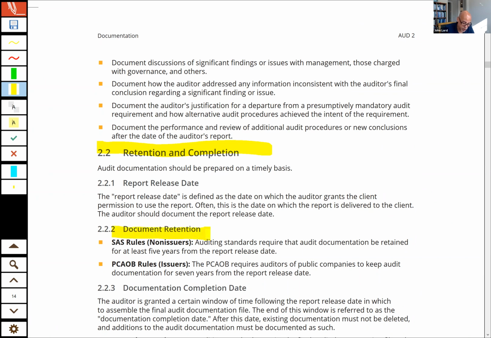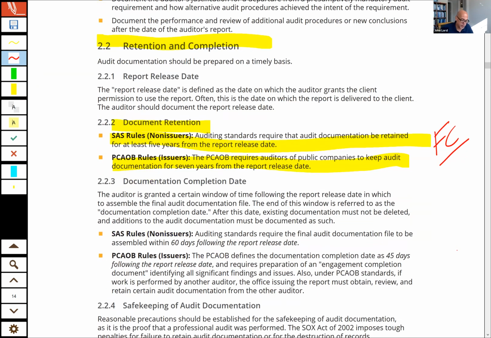So documentation is pretty easy, okay? All of this, document retention, I should say, and completion date, they're very easy, but flashcard them, okay? So we have to retain our work papers in support of our audit for non-public companies, 5 years, public companies, 7 years, okay? The completion date is how long from the date the report is issued do I have to basically clean up my work papers, okay?